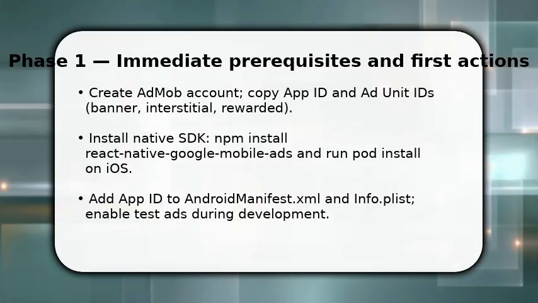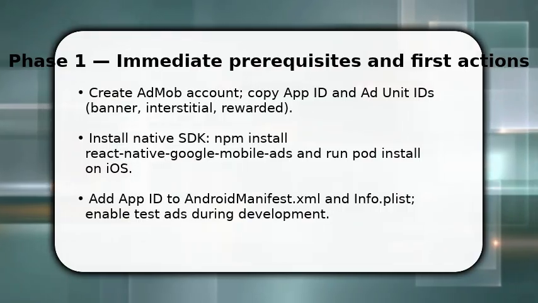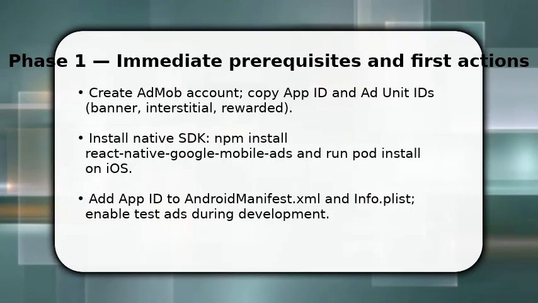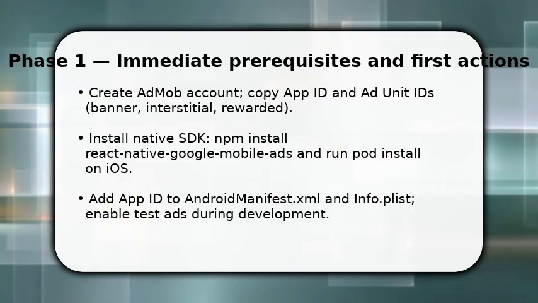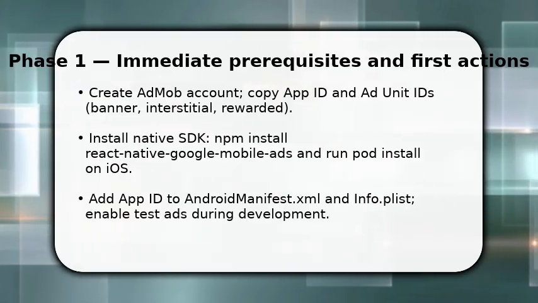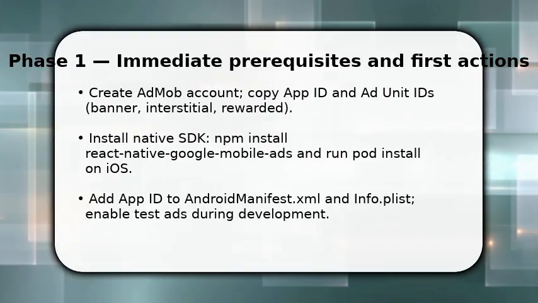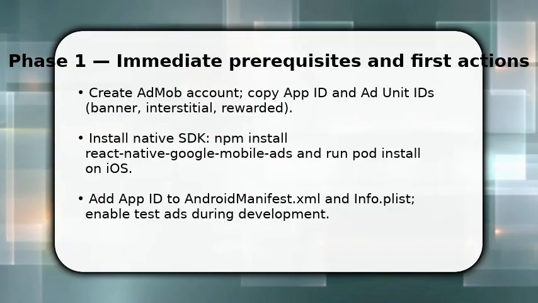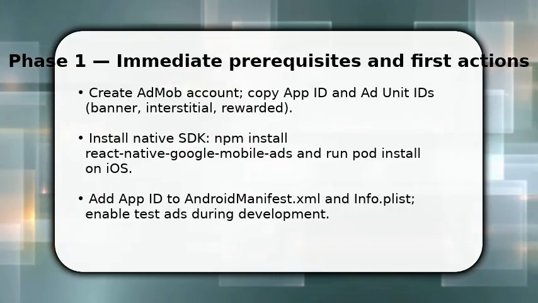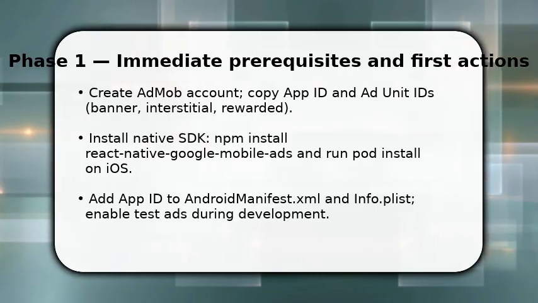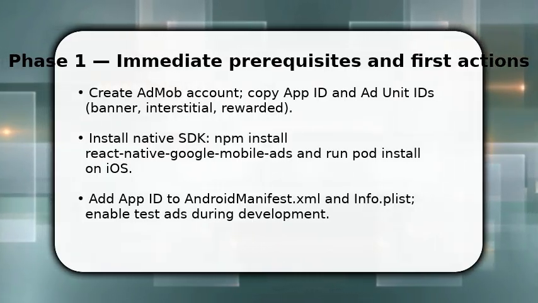You start by getting your AdMob account details, app ID, and specific ad unit ID because they wire your app to revenue. Next, install the recommended native package and run pod install on iOS. This links native SDKs. Then, make sure you inject the app ID into AndroidManifest.xml and Info.plist. This registers the app with the mobile ads runtime. Once done, enable test ads so you don't violate policy while developing.